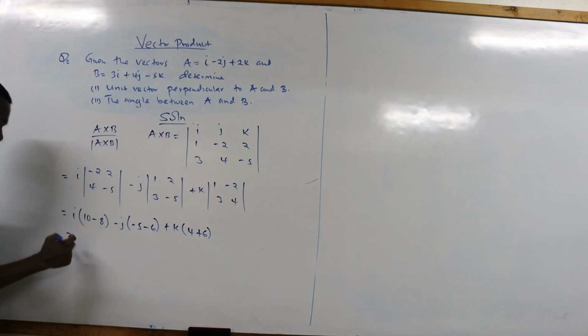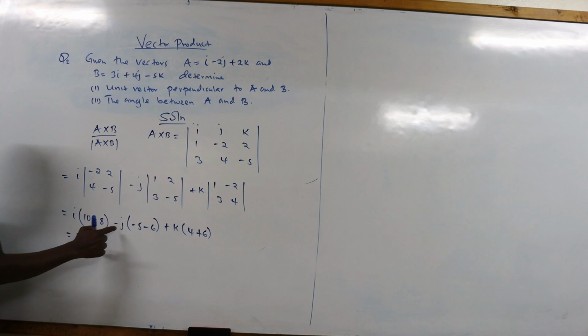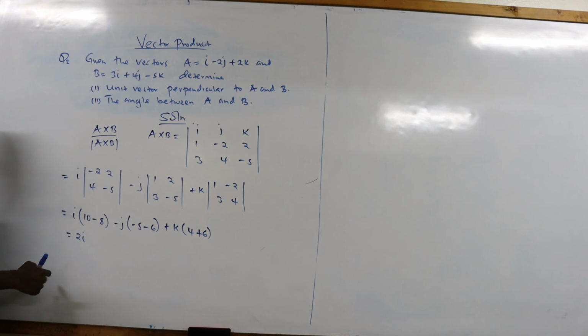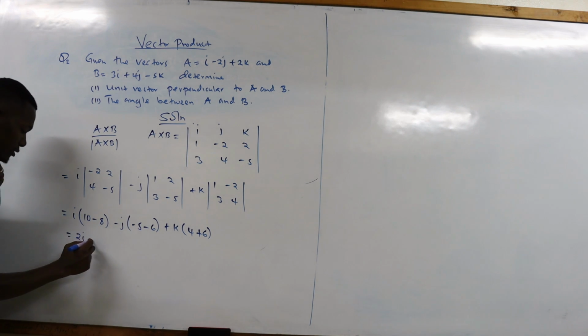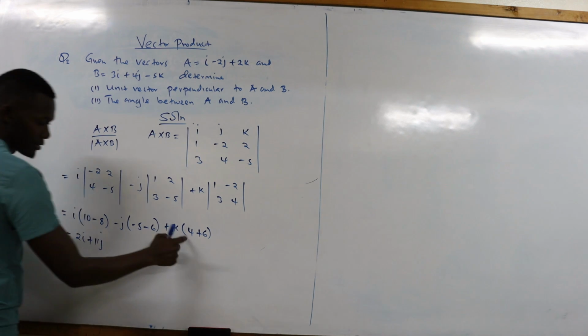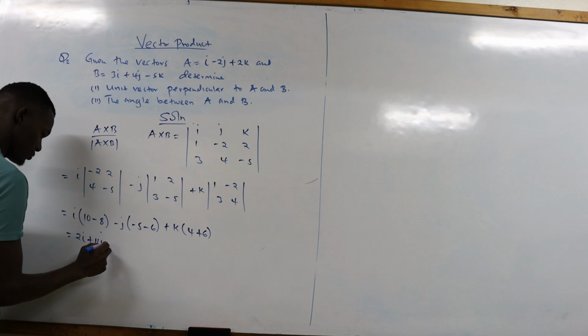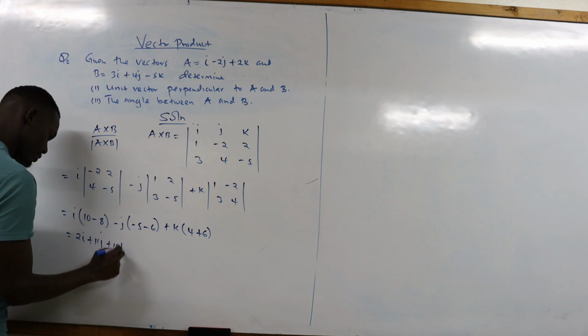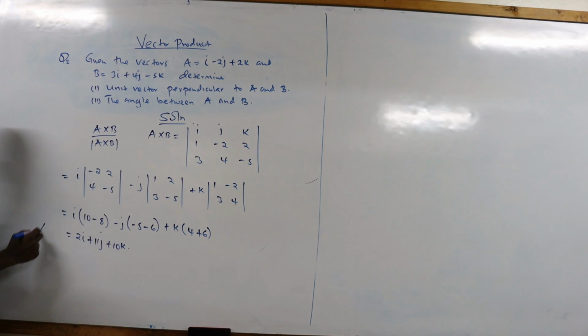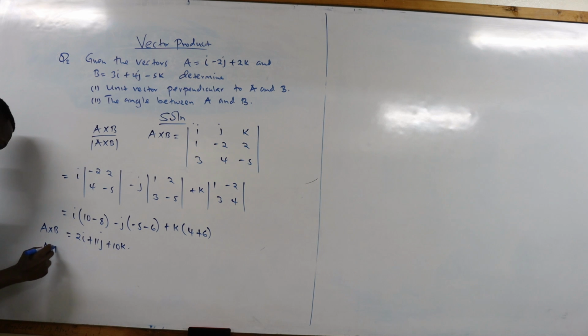So 10 minus 8 gives you 2i. Minus 5 minus 6 gives you minus 11, and you have a negative, so it gives you positive 11j. Then 4 plus 6 gives you 10k. So that is your a cross b.